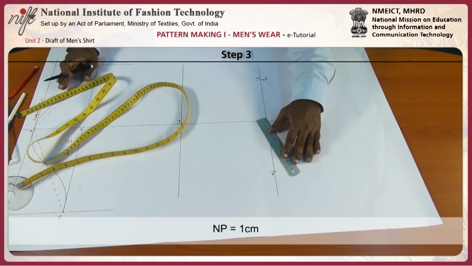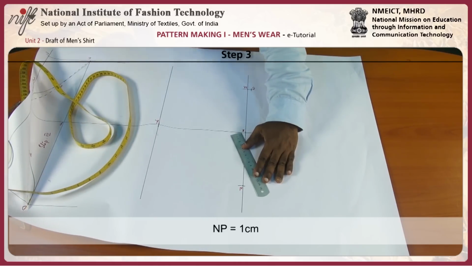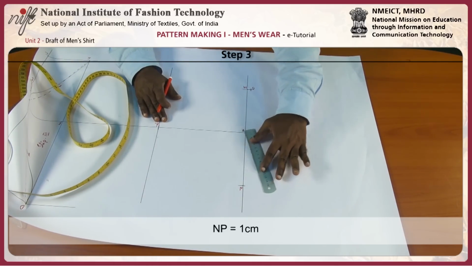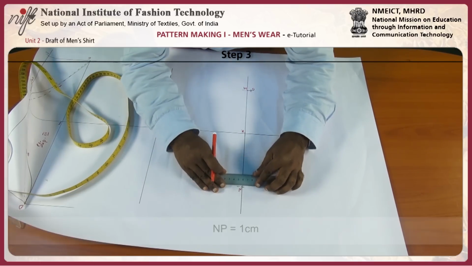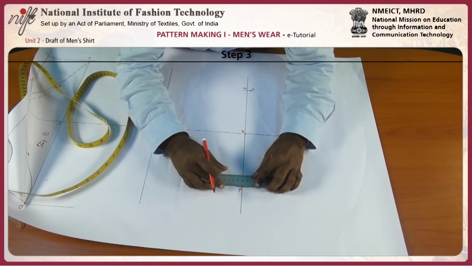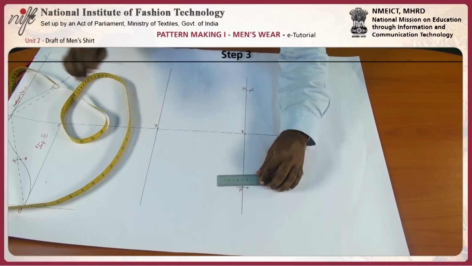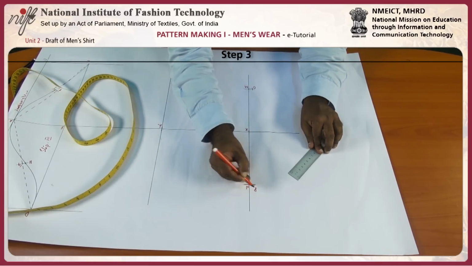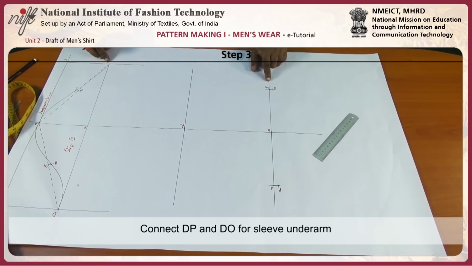And N to P, 1 centimeter. Connect DP and DO for sleeve underarm. D to P and E to O.